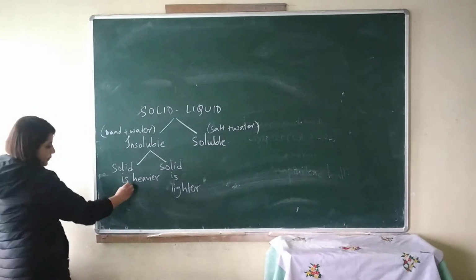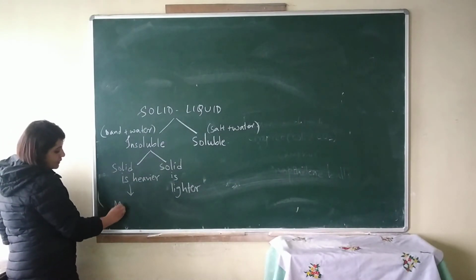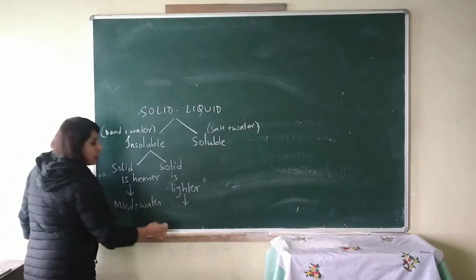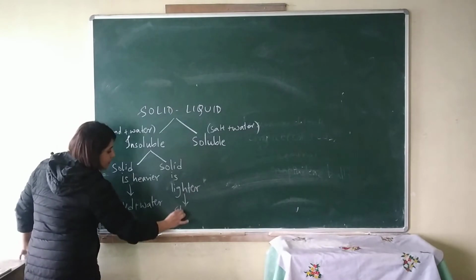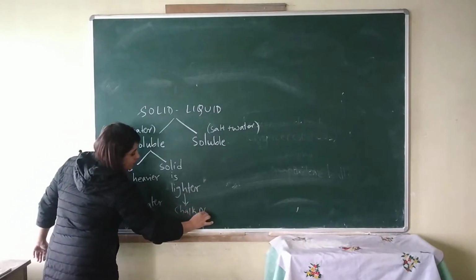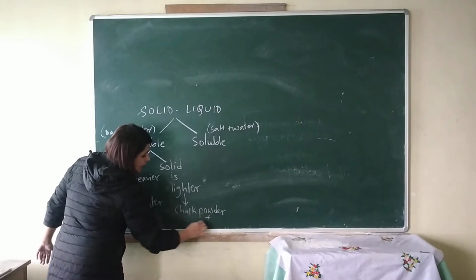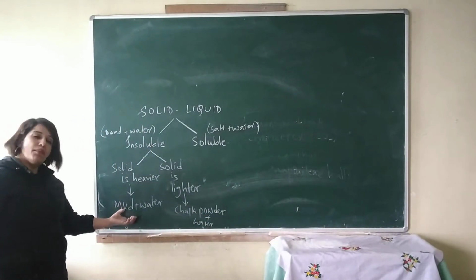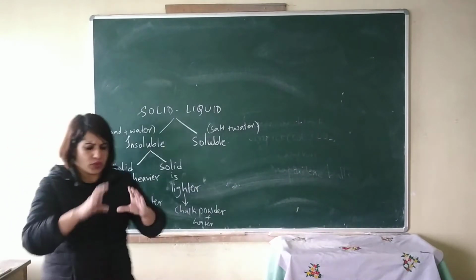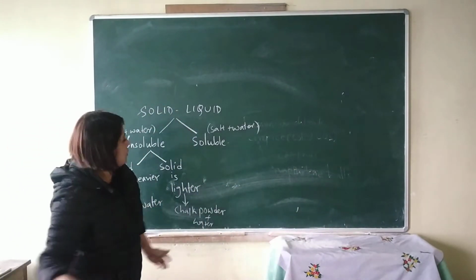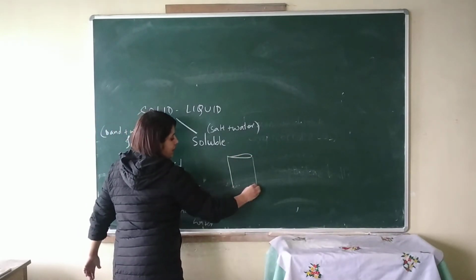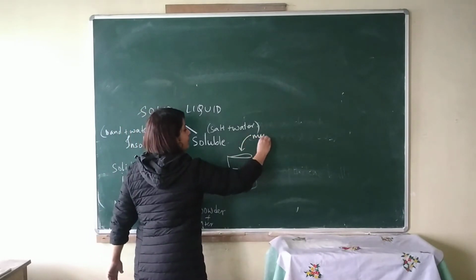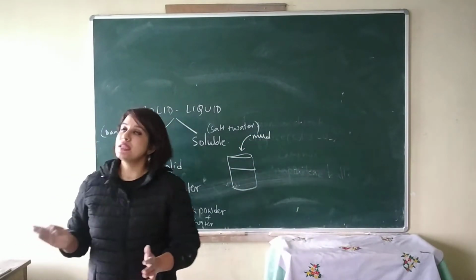For example, we take a mixture of mud and water, and here we take a mixture of the easiest one, chalk powder and water. So the first one, how do we separate a mixture of mud and water? So we take a beaker and then we half fill it with water and then we add mud to it. We all know it does not dissolve.